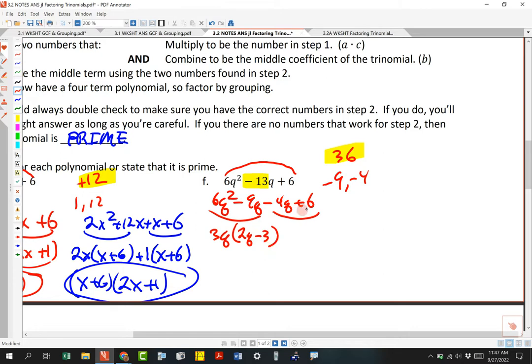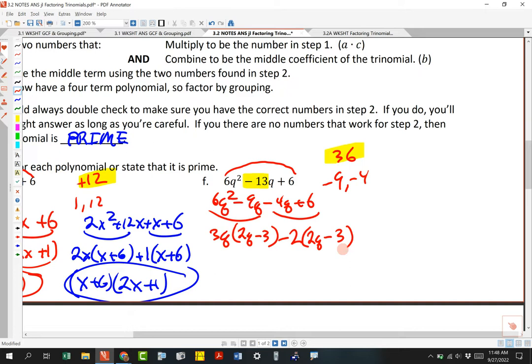Okay? Then I look at the last guys right here. This second group is a -4q plus 6. Andy, what are we going to take out? -2. And we want to indicate that we're taking out a negative. Remember, the word negative means opposite. So what used to be negative here is going to turn into a positive. That's a positive 2q. What used to be positive is going to turn into a negative. That's a -3.